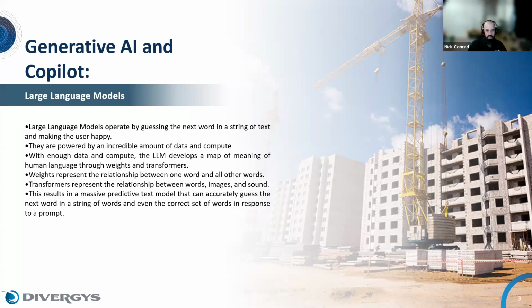All of this results in very accurate predictions of the next sets of words, and it creates a massive predictive text model that can accurately guess the next words coming up within whatever you're prompting it with. So its goal is to make users happy. You can tell it yes or no on what your response is, and it uses that to continuously build and increase its knowledge base.